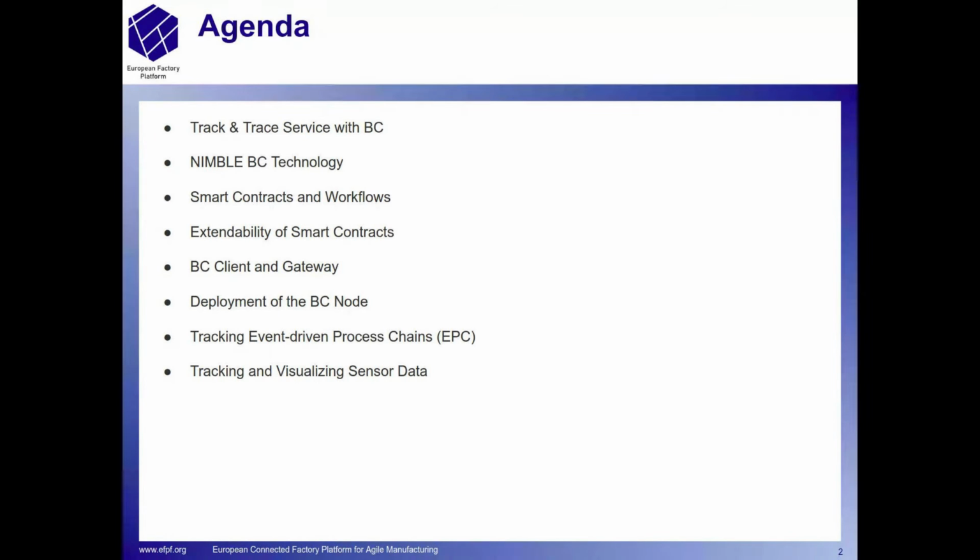So track and trace service with blockchain, and the Nimble blockchain technology that we introduced, the smart contracts and workflows, and the extendability of smart contracts that we have, and the blockchain clients and the gateway that we developed, as well as the deployment of the blockchain node, and then a little bit about the BC standards that we are following in order to capture RFID data on the logistic process.